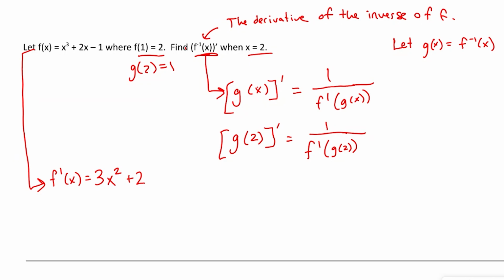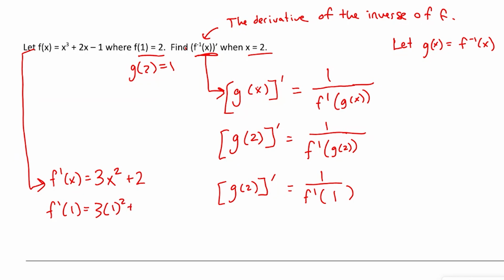Okay, so now let's go ahead and try to evaluate this derivative. So the derivative of the inverse of f at 2 is 1 over f prime of, now what did we say g of 2 was? 1. And now we can evaluate f prime of 1, because we have f prime. So f prime of 1 would be 3 times 1 squared plus 2. So that would be 5. So this would equal 1/5.